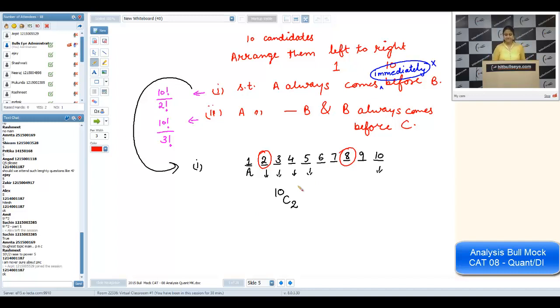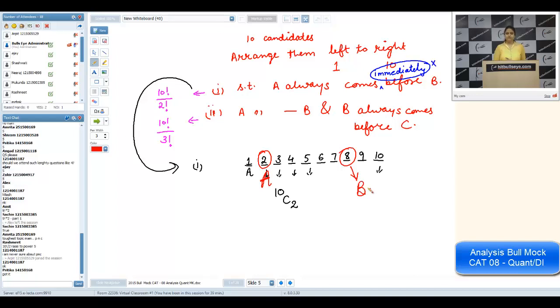Since I am selecting second and 8th, and my condition is A always comes before B, at the second place I'll place A. At 8th place, we will place B. So my work is done here. Now we are left with the remaining 8 people. We don't have any problem in arranging them. We don't have any condition for them. So those 8 people can be arranged in 8 factorial ways. So if we solve it, we will get this thing. So what is the answer? It will be 10 factorial divided by 2 factorial. Is it okay? Yes, all of you?